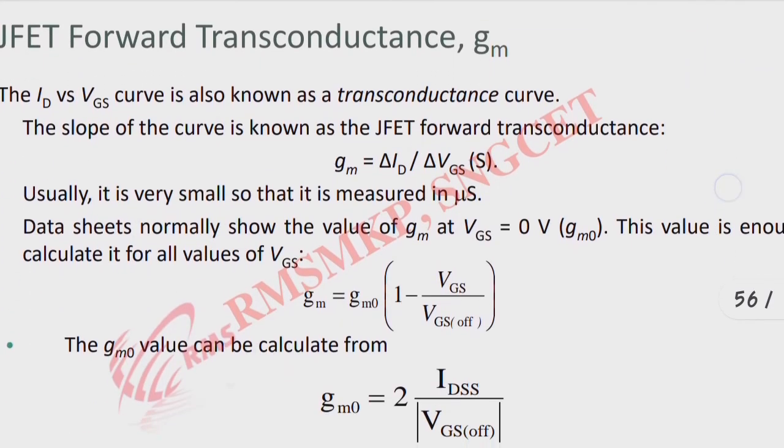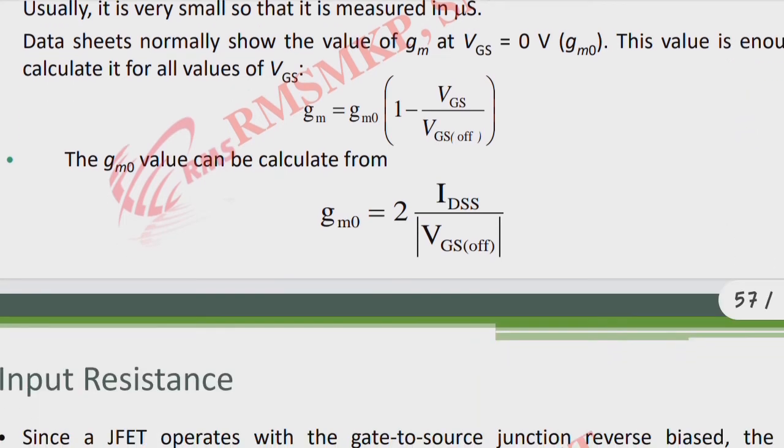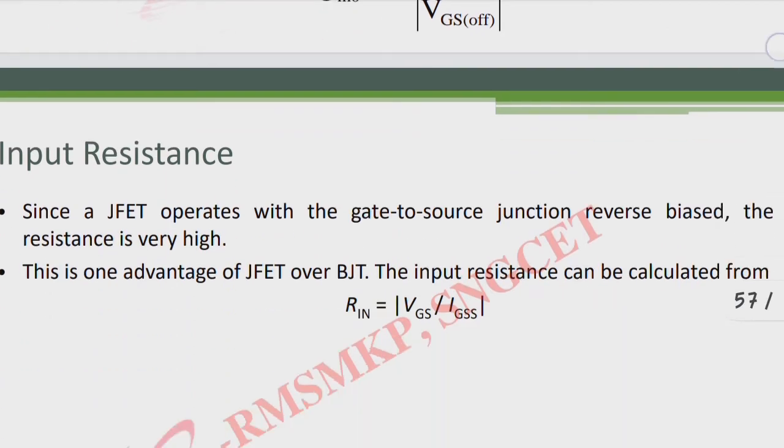Then JFET forward transconductance gm. The ID versus VGS curve is known as the transconductance curve. Slope is gm equal to delta ID by delta VGS. Usually it is very small so that it is measured in millisiemens. Data sheets normally show the value of gm at VGS equals 0 volt. This value is enough to calculate it for all the values of VGS. gm equal to gm0 into 1 minus VGS by VGS(off). gm0 can be calculated from gm0 equal to 2 IDSS by VGS(off).